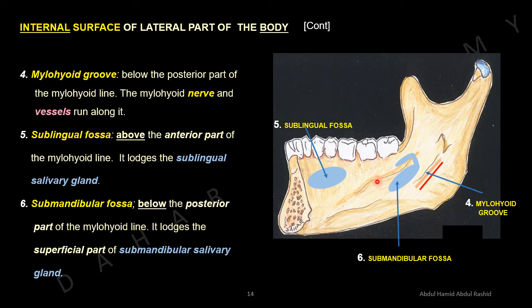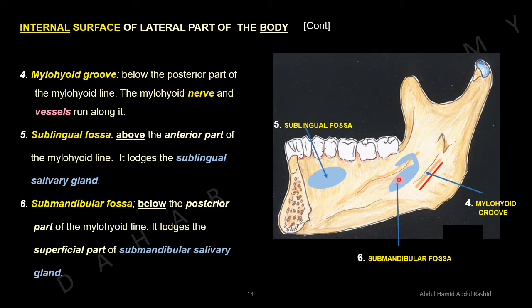Then, related to the mylohyoid line, one above the anterior part of the mylohyoid line and one below the posterior part of the mylohyoid line, we have two shallow fossae here. The one above the mylohyoid line and anterior to it is the sublingual fossa, which occupies the sublingual salivary gland. It is below the tongue, that's why we call them sublingual salivary glands, located in the sublingual fossa here.